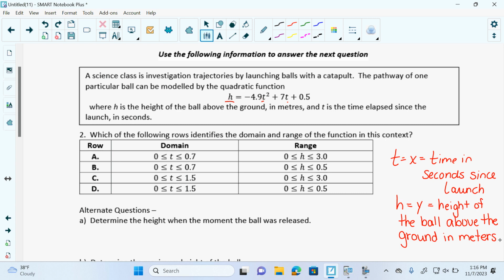Okay, so what is this? Is this a linear, a quadratic, or a cubic? It's a quadratic because it is a degree what? 2. So it's a quadratic, which is a degree 2.